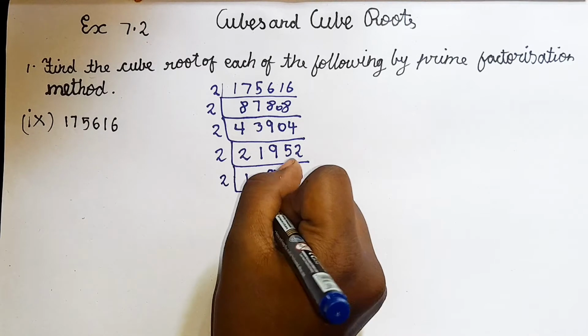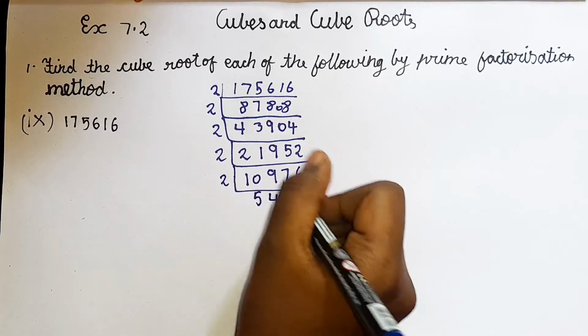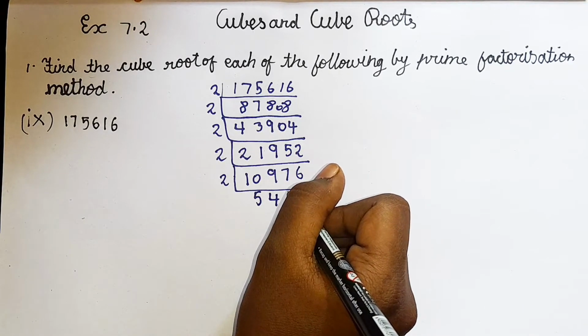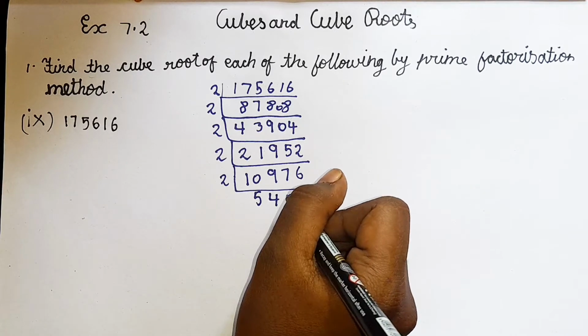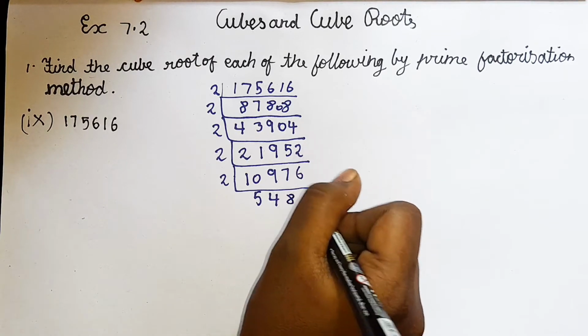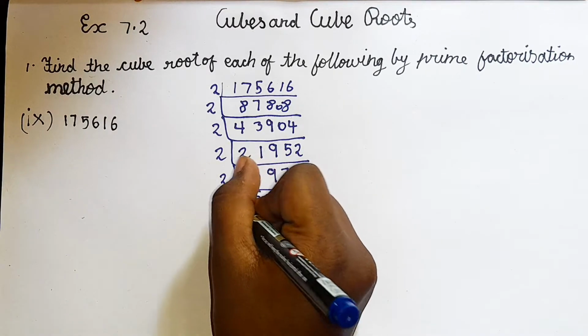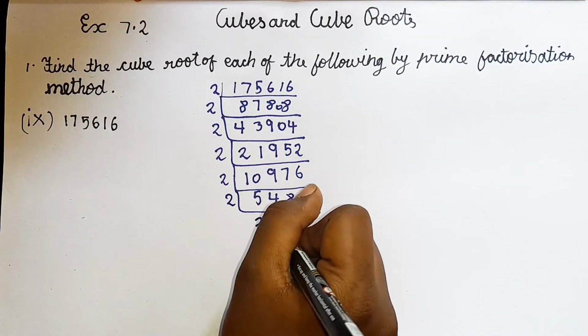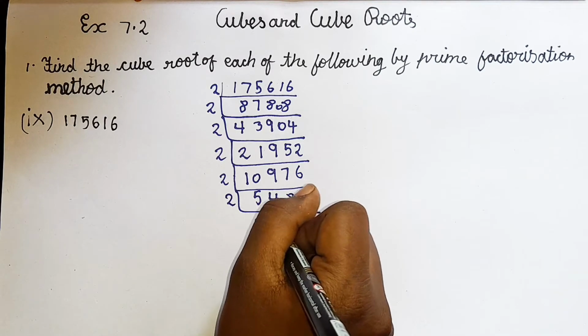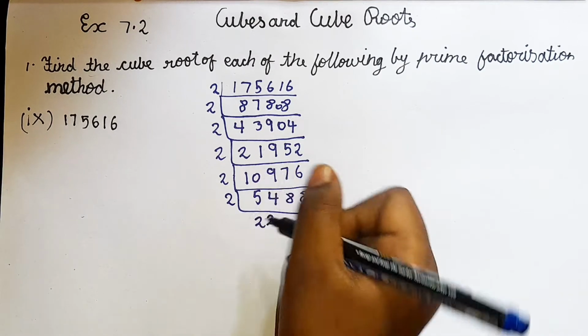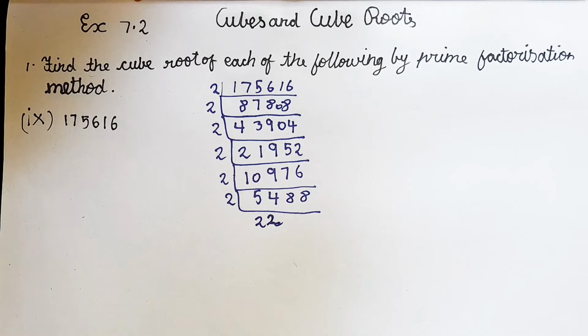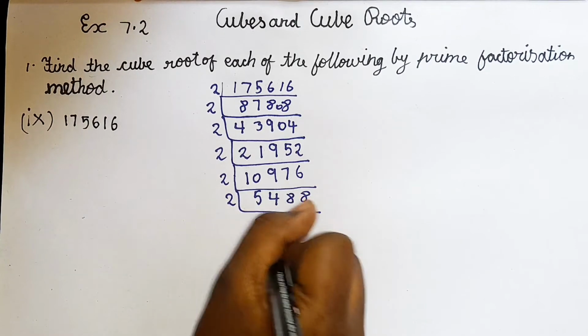Again 2 table, 5 2s are 10, 4 2s are 8, 1 carry. So 8 2s are 16, again 1 carry, 8 2s are 16. Okay, so again 2 table, 2 2s are 4, again 2 2s are 4. So here we have committed a silly mistake. So let me show that. Okay? Cut, cut, cut, cut.